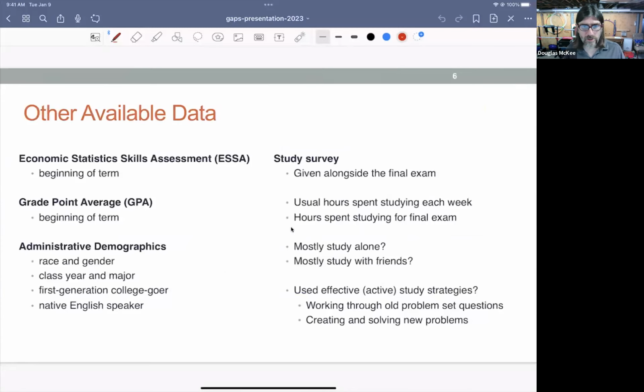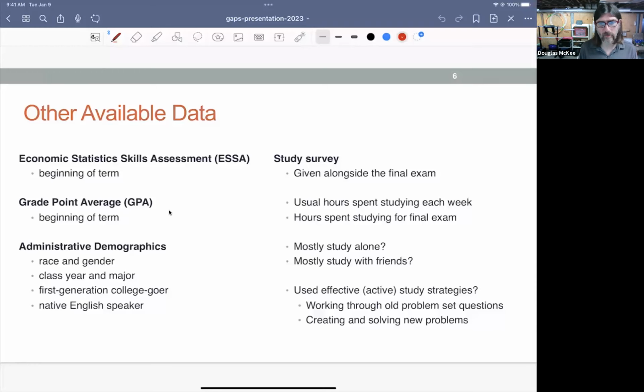We have a couple measures of student skills at the beginning of the term. We give a statistics assessment that's similar in form to the Applied Econometrics assessment. It's multiple choice. It's required, but the grade that students get on this test does not affect their grade for the course. But we found it's a pretty good measure of their statistics skills. And then we use GPA as a measure of how good a student is. And we have their GPA at the beginning of the term.